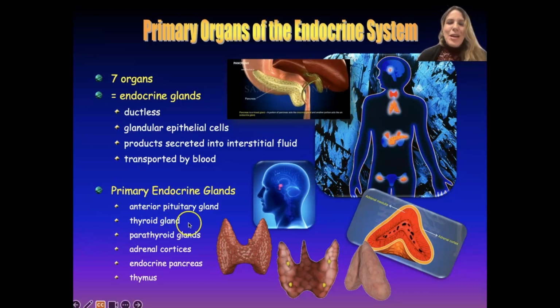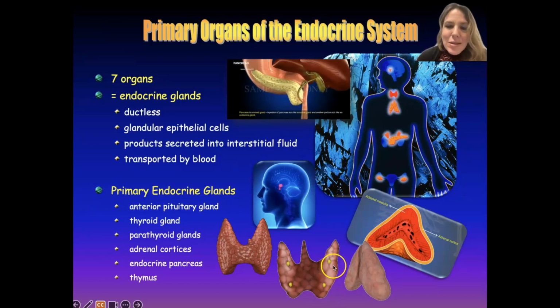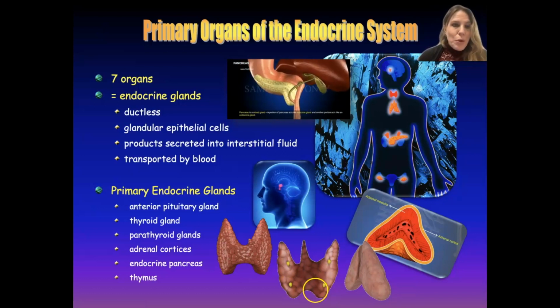We're going to talk about the thyroid gland, like you see here, which is, as we said, found in the anterior part of the neck, right over the larynx. And if you were to take that thyroid gland out and flip it around, you're going to see little dots here. These are called parathyroid glands. They're just little dots on the back of the thyroid gland, and they also produce hormones.